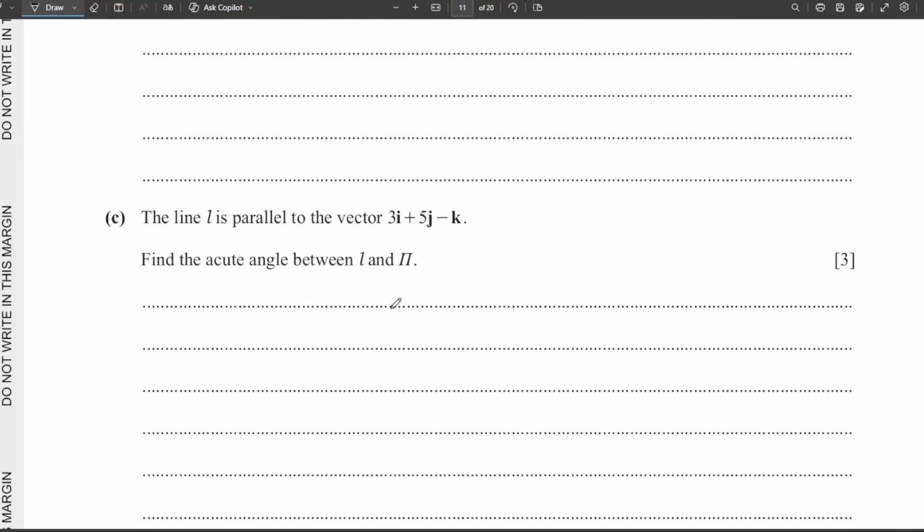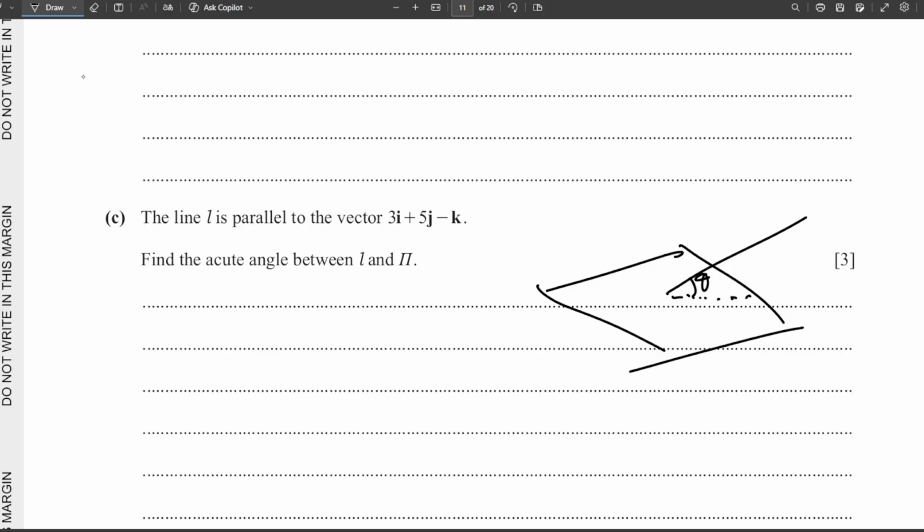We go for part C, and the line L is parallel to this vector. So this is the direction vector of the line, and we want to find the acute angle between the line and also pi. Okay, so let's say we have the plane again. I don't draw the axis this time. And we have a line, so let's say the line originates from the plane. We don't know what the angle is here. We want to find the angle theta.